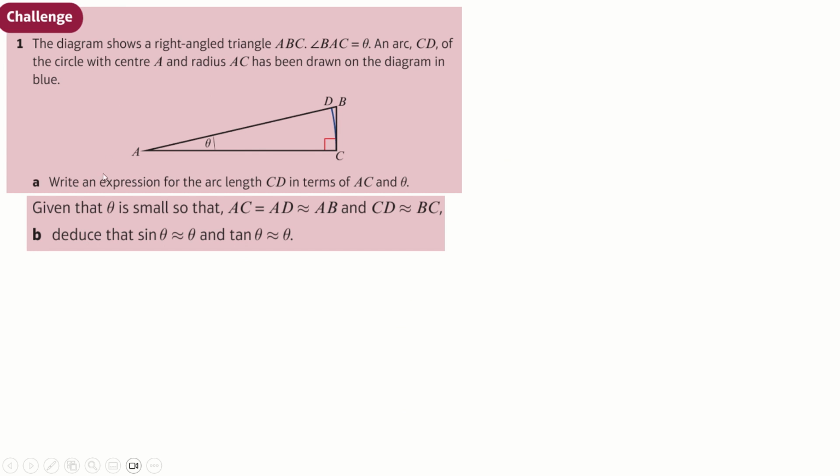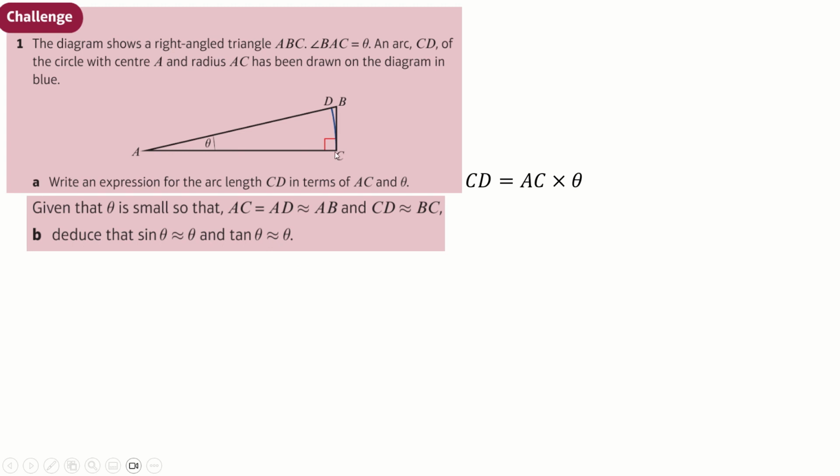This one here says write an expression for CD in terms of AC and theta. Well, CD is just the arc length, which we already said was just r theta, so that's just AC times theta. Given theta is really small, such that AC is basically the same as AD, well, it is always the same as AD, because that's just the radius of the sector. But so small that's basically also the same as AB, and CD, which is this curve, is basically the same as BC.